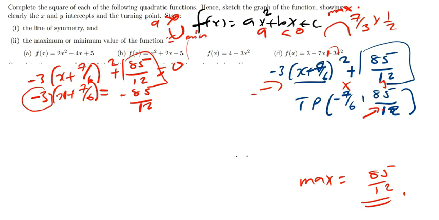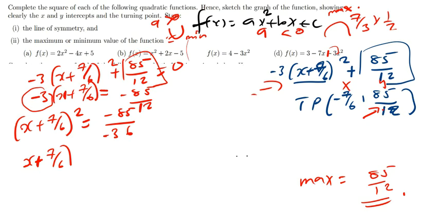Okay? So if I do that, I'm going to have now (x + 7/6)² equal to negative 85 divided by, so now I've got negative 3 times what? Times 12, which is 36. Which is negative 36. So negative and negative will definitely cancel. So I'll have now (x + 7/6)², then I square it. That should be equal to 85 over 36.